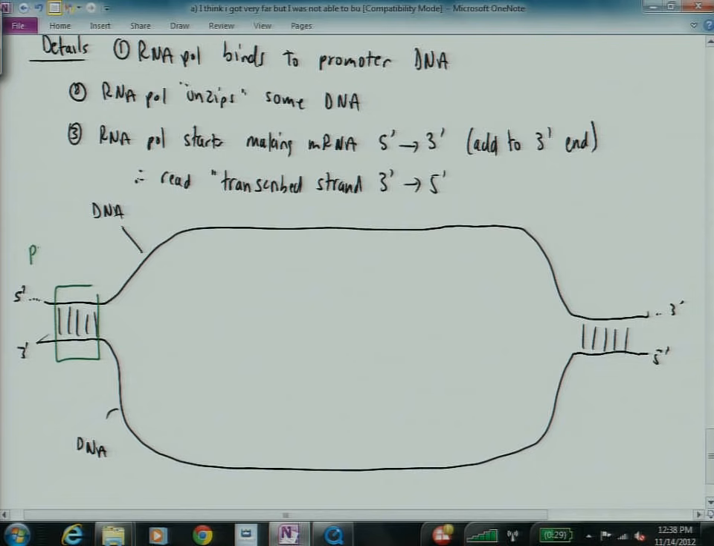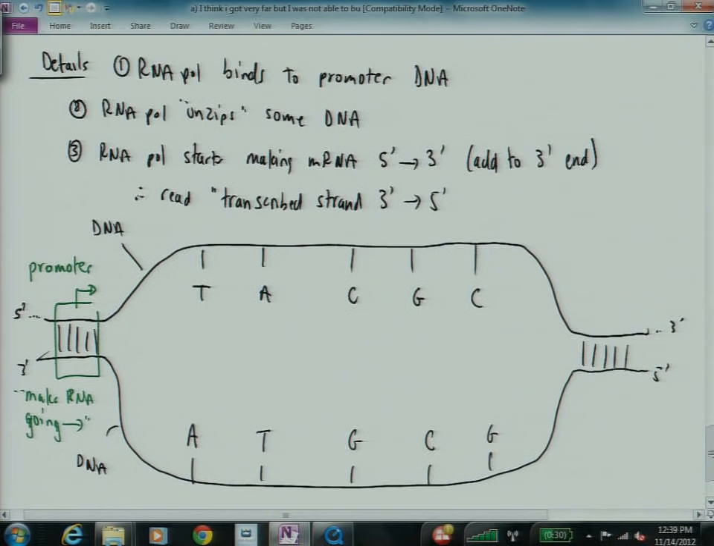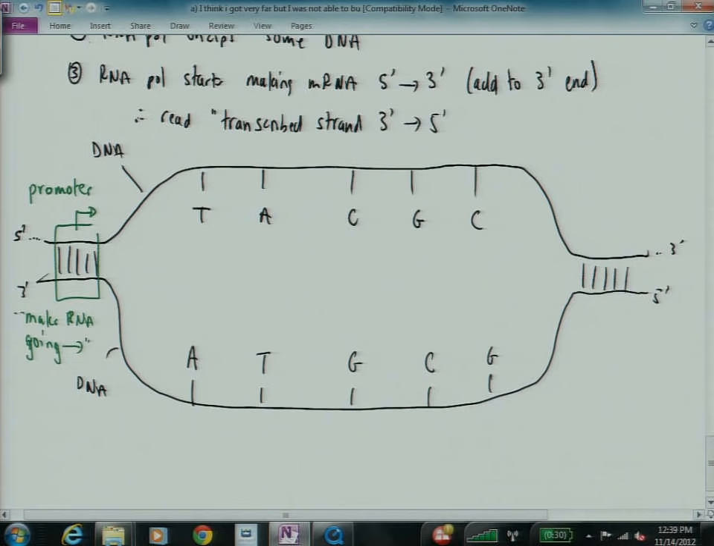So what I want to do is put some bases in, and I want you guys to think about what RNA gets made. So say the DNA, just for the sake of argument, is T, A, C, G, C. Let's just say. And down here, what base goes down here? A, T, G, C, G. Cool. All right. So I'm going to make RNA. I think I used blue for RNA. Yeah, I did. Blue for RNA. I'm going to make RNA go in this way.